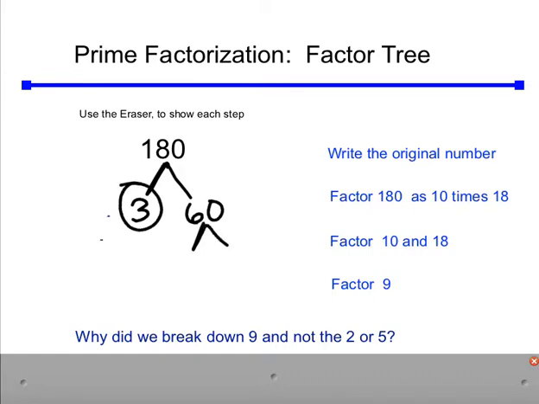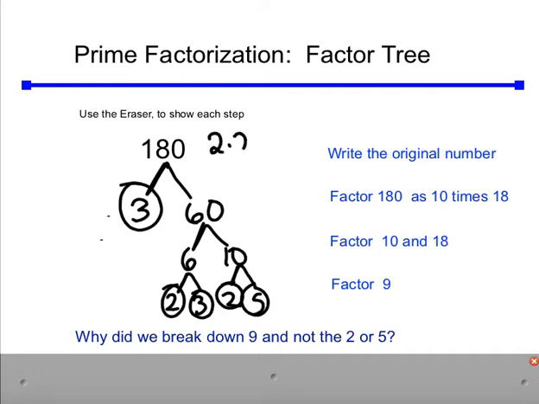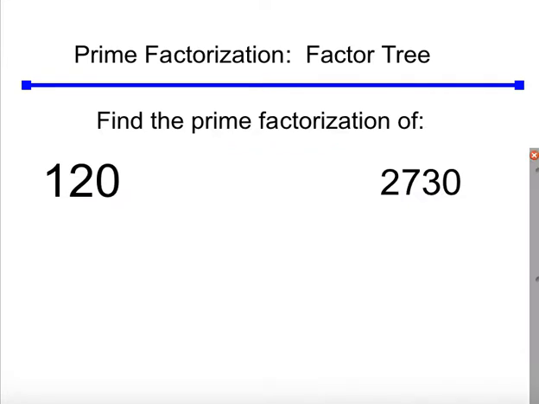And then my 60, I can turn that into 6 and 10. Neither of those are prime, so we go down to 2 and 3 for 6, and 2 and 5 for 10. And those are all prime, so we are done. But we need to write this as its prime factorization. We would write it as 2 times 2 times 3 times 3 times 5. Now we could use exponents, that would be fine, but the big thing here is make sure you write it in number line order.